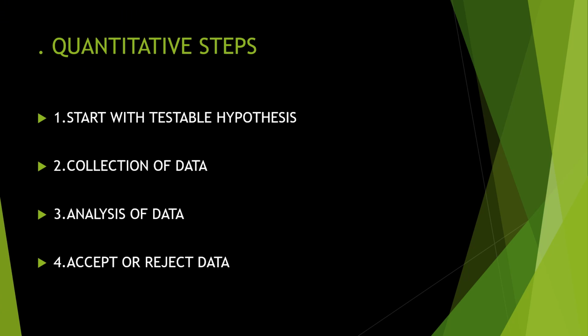Next are the quantitative research steps. Start with the testable hypothesis. First, they have to find a correct hypothesis. Then collection of data. After that, they start collecting the data. Then analysis of the data, accept or reject it. This is what they do in the quantitative steps. This is the same process we can see in the deductive method also, because quantitative research is a part of the deductive process.